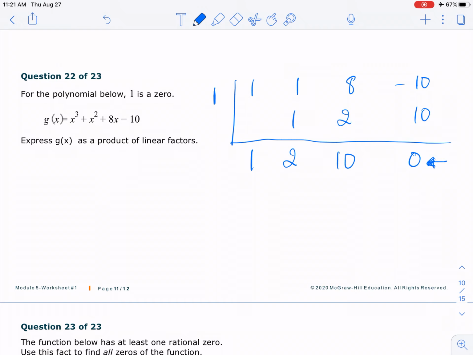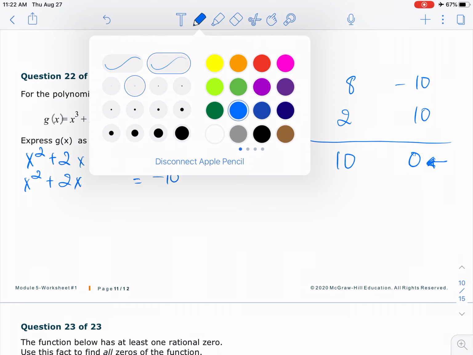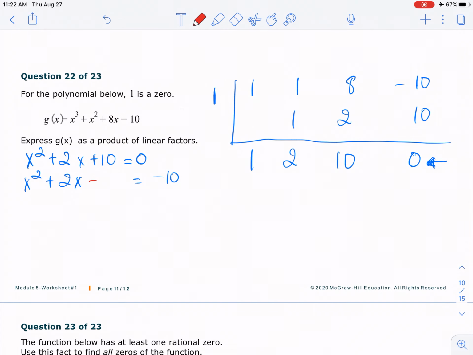So I have x squared plus 2x plus 10 equal to 0. Okay, as you can see, we cannot factor here. So I'm just going to complete the square. If you want to use the quadratic formula, you are welcome to do that. x squared plus 2x equals negative 10. To complete the square, I'm going to add 1, because 2 divided by 2, squared, is 1. So add 1.